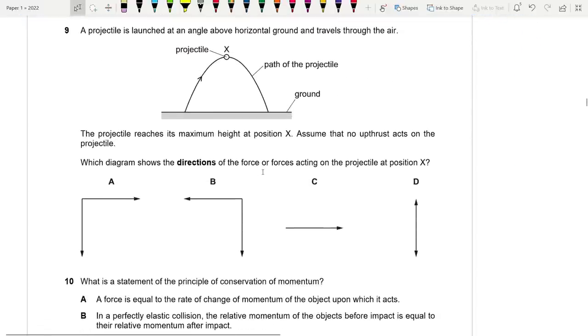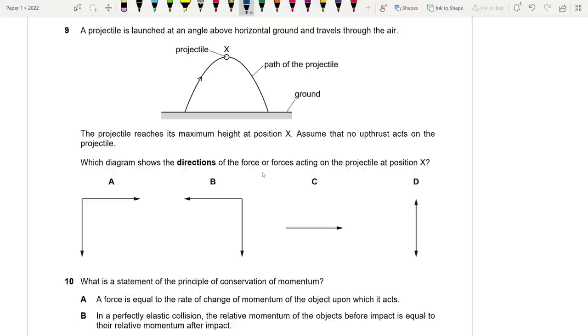9. A projectile is launched at an angle above horizontal ground and travels through air. The projectile reaches its maximum height at position X. Assume that no upthrust acts on the projectile. Which diagram shows the direction of the force or forces acting on the projectile at position X? Listen, guys. Only weight acts at position X as there is no resistive force, right? Did they say that there is any resistive force?